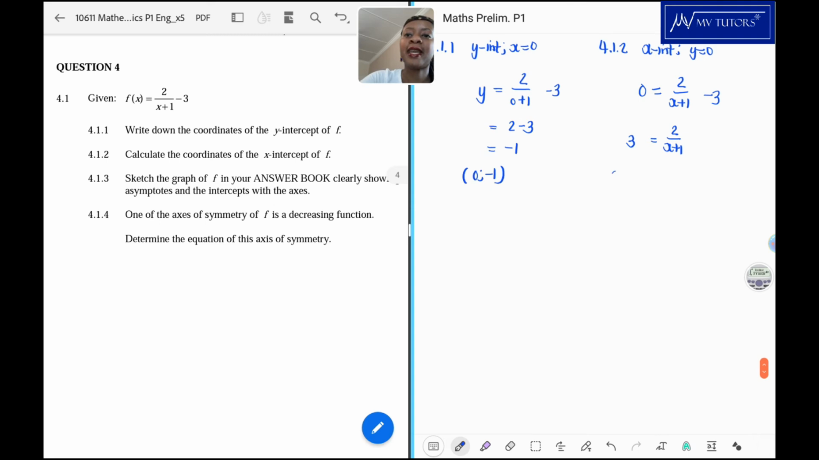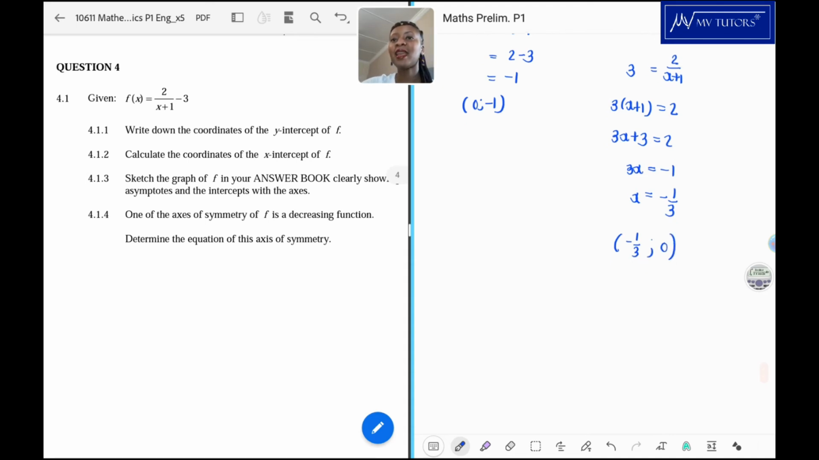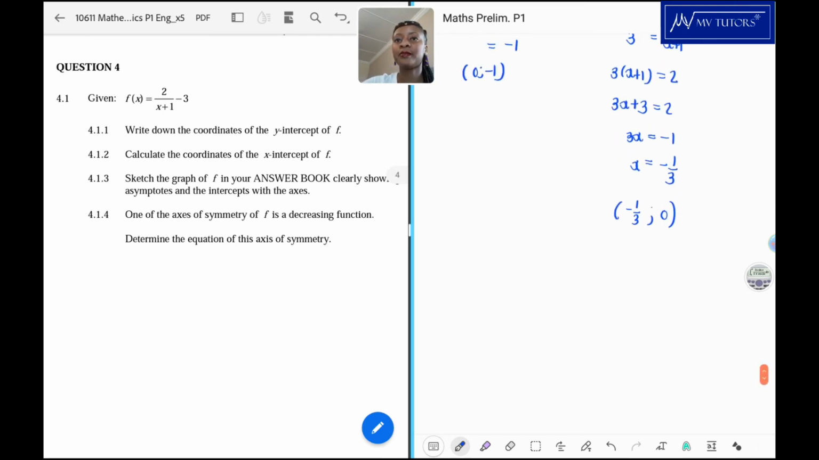And then I'm going to take x plus 1 to the other side, and then I'm left with 2. So 3x plus 3 is equal to 2. 3x is equal to negative 1. And now x is negative a third. And that x-intercept coordinate is basically that. Okay, now they say sketch the graph in your answer book.